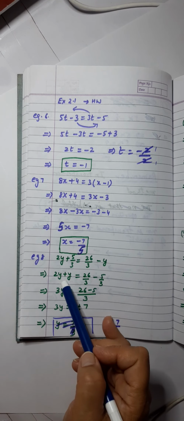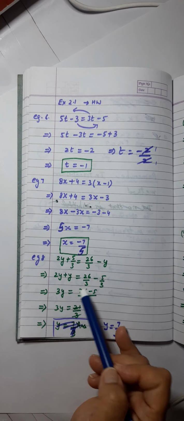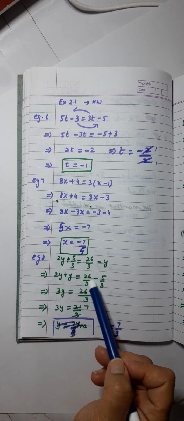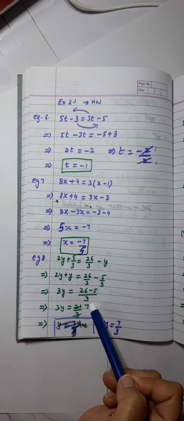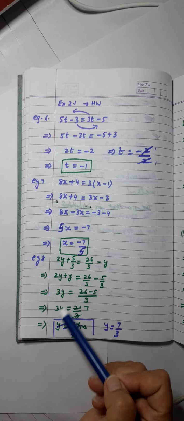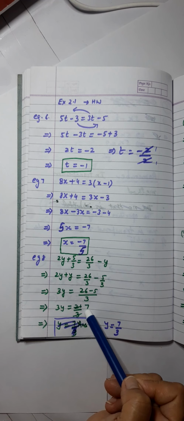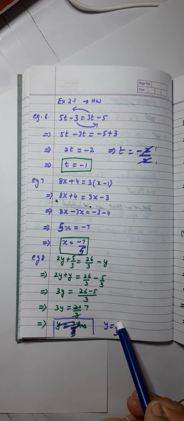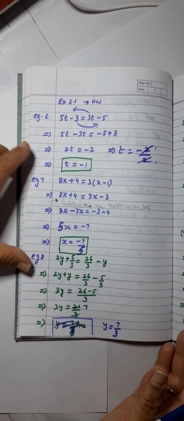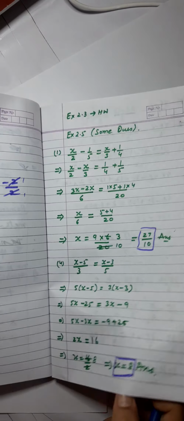So 2y plus y is equal to 26 upon 3 minus 5 upon 3. Don't worry, what will we do? Here 3 is the common denominator. So 3y is equal to 26 minus 5 upon 3, because the denominator is the same, so numerators will be subtracted directly. This implies 3y is equal to 21 upon 3. Cancel, you get 7. So this implies y is equal to 7 upon 3. After this you will be able to do exercise 2.1 of NCERT very easily.